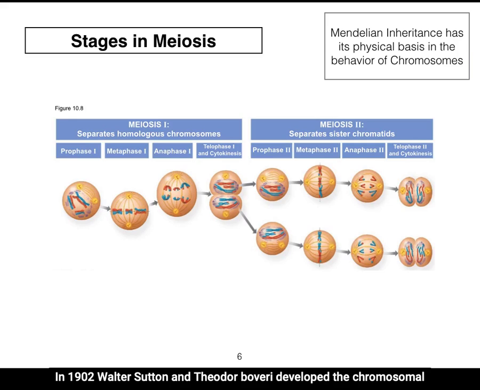In 1902, Walter Sutton and Theodore Boveri developed the chromosomal theory of inheritance. According to this theory, Mendelian genes have specific loci among chromosomes, and it is the chromosomes that undergo segregation and independent assortment. Now the law of segregation states that the two alleles for each gene separate, and the law of independent assortment states that the alleles of a gene on non-homologous chromosomes assort independently.